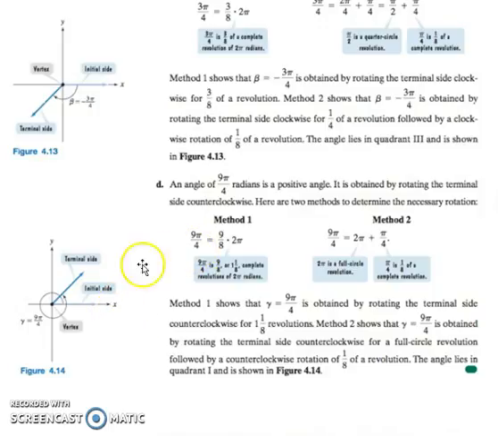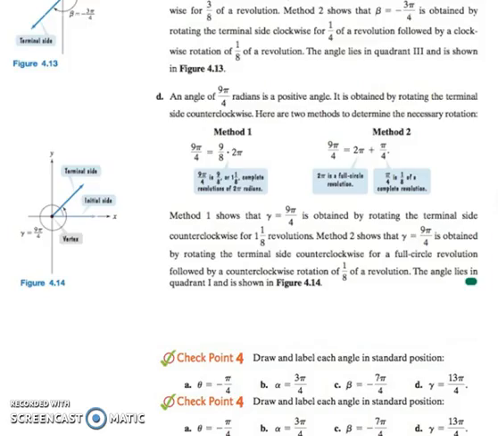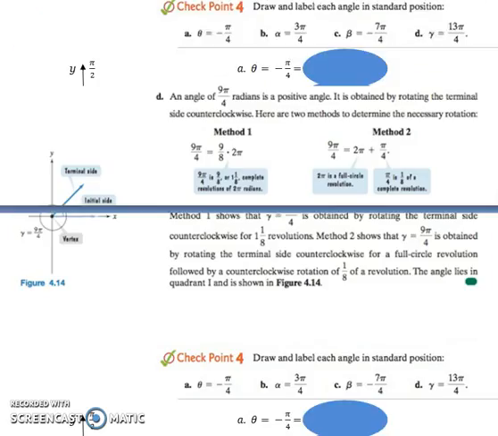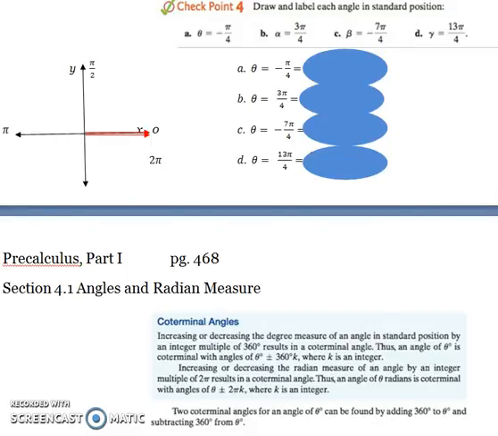Again, this one is positive, so you want to go up, counterclockwise, or up. Vertex here, first side here. You're going 9 pi over 4, which is 9 of the 45s, and you land in the same place as the 45 degree angle.